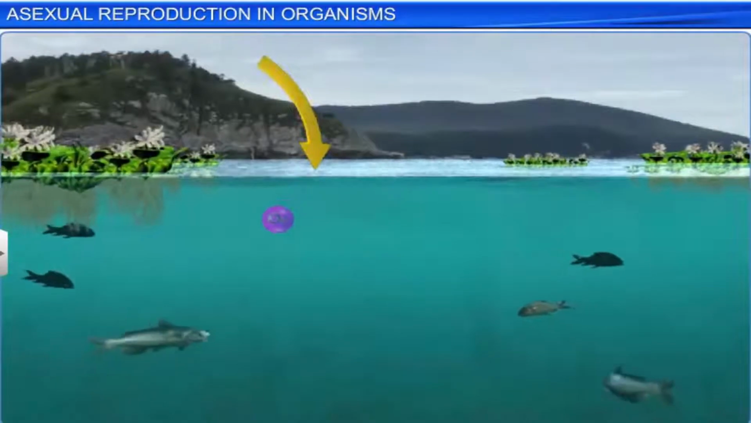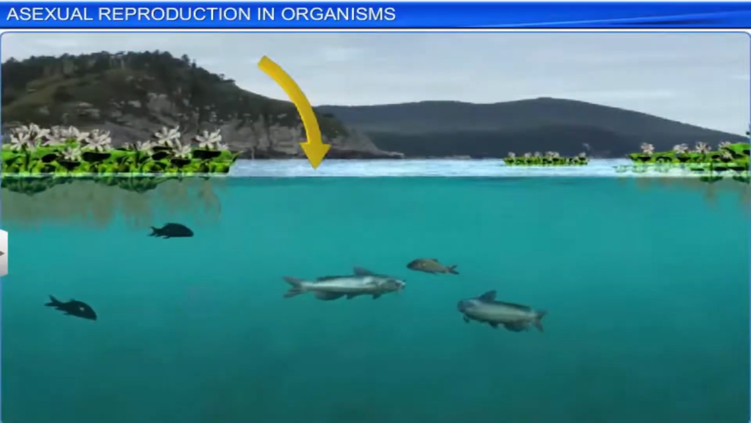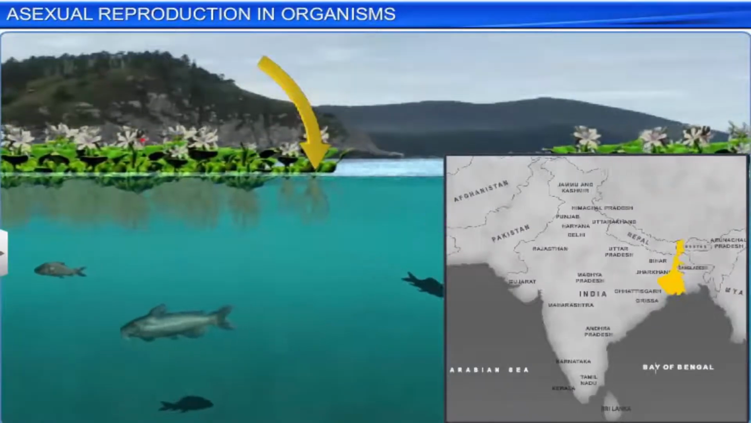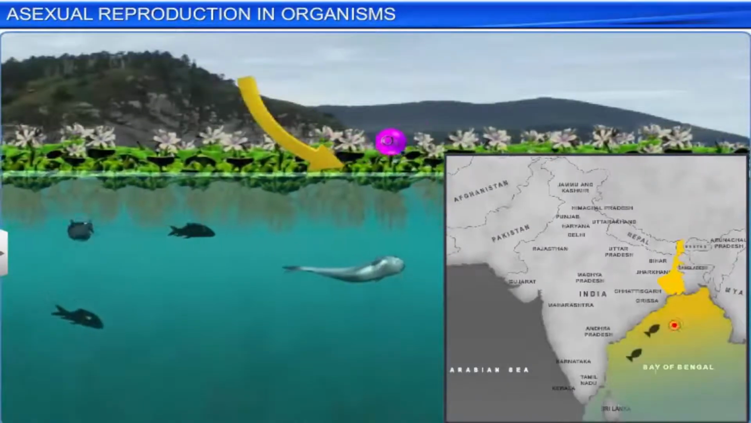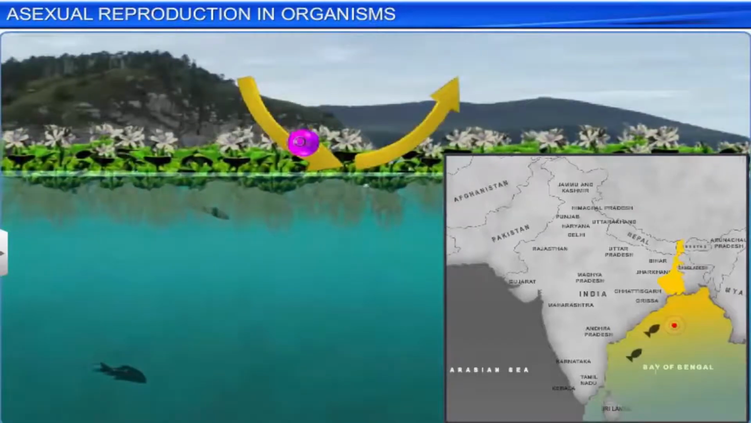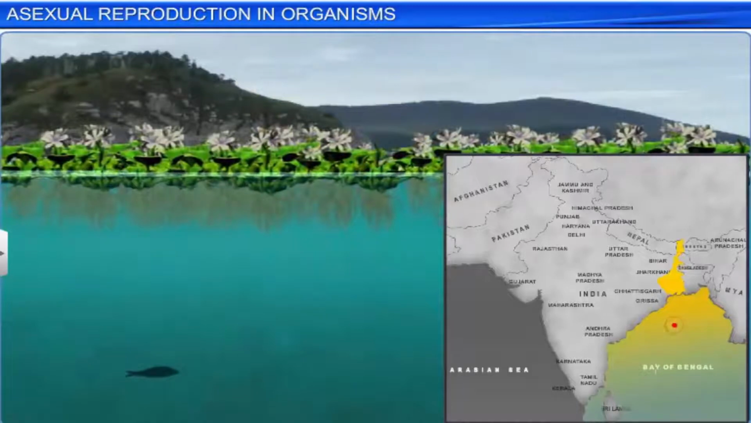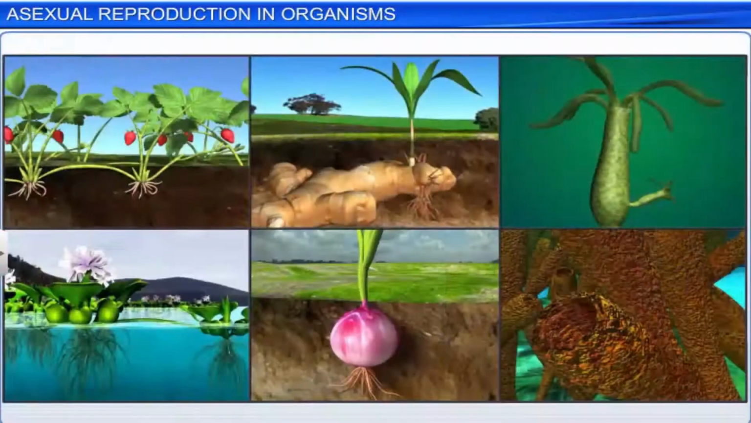Vegetative propagation, however, can turn into a problem in certain cases, like the fishermen of Bengal have discovered. Water hyacinth, an aquatic plant with a phenomenal rate of vegetative propagation, is choking the Bay of Bengal and killing millions of fish, thereby ruining the livelihood of the fishing community. Asexual reproduction, an important biological process that ensures continuity of life, occurs differently in different organisms.